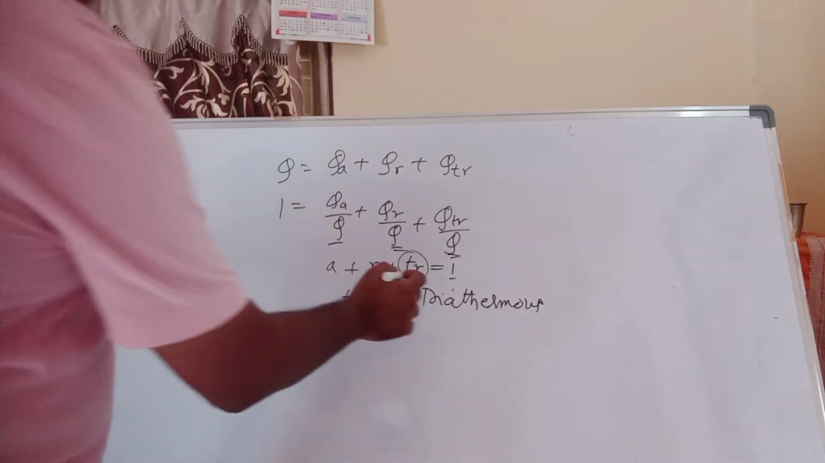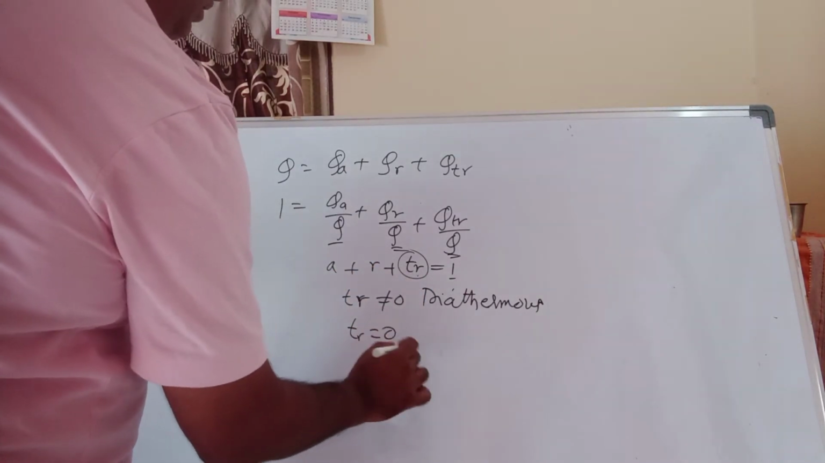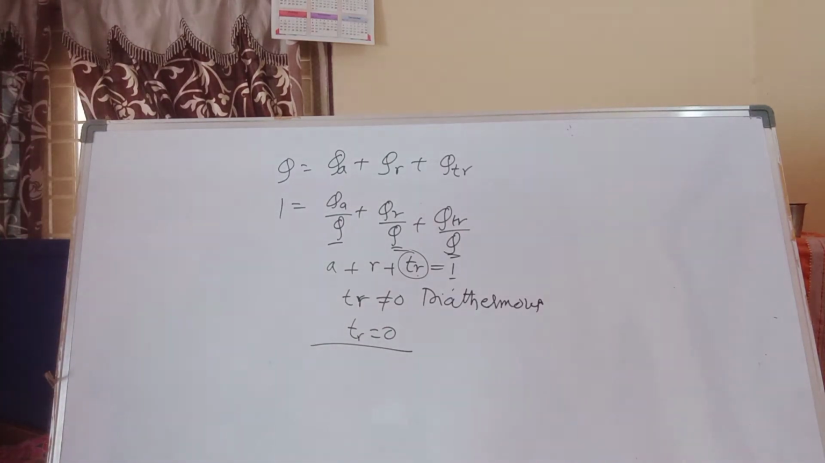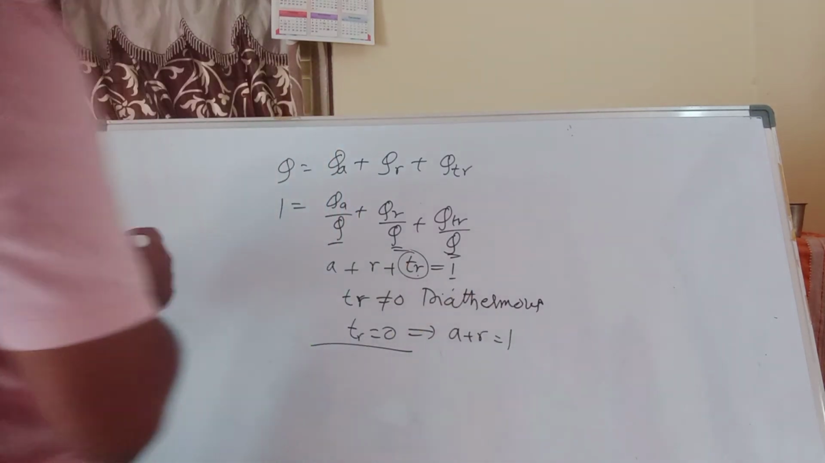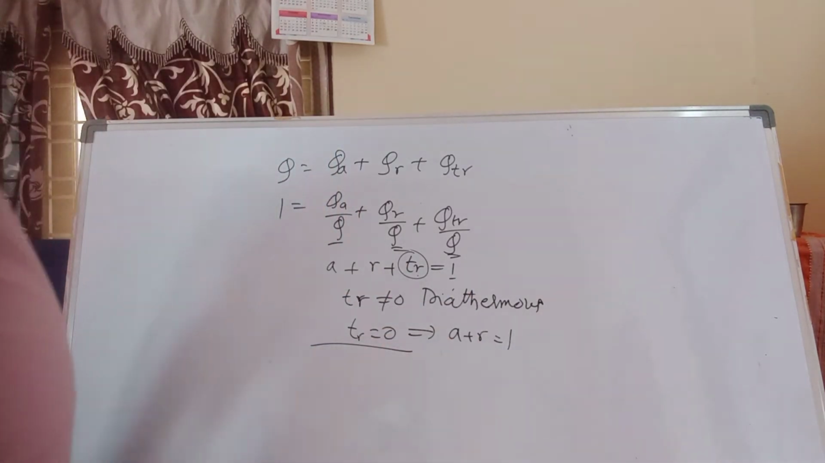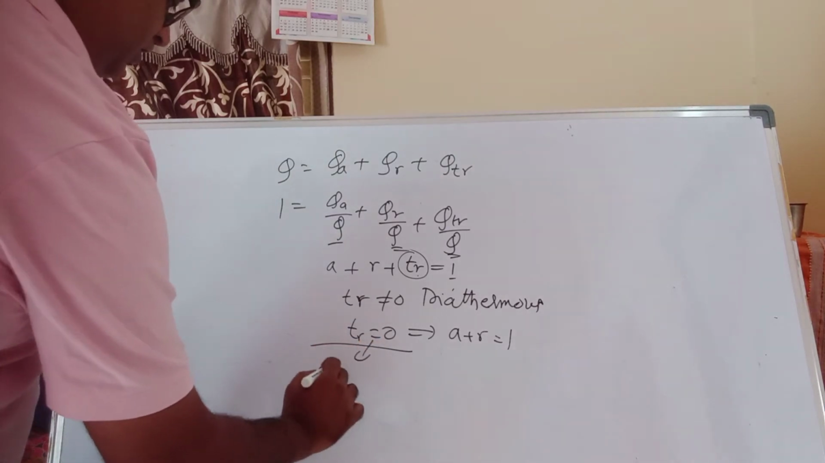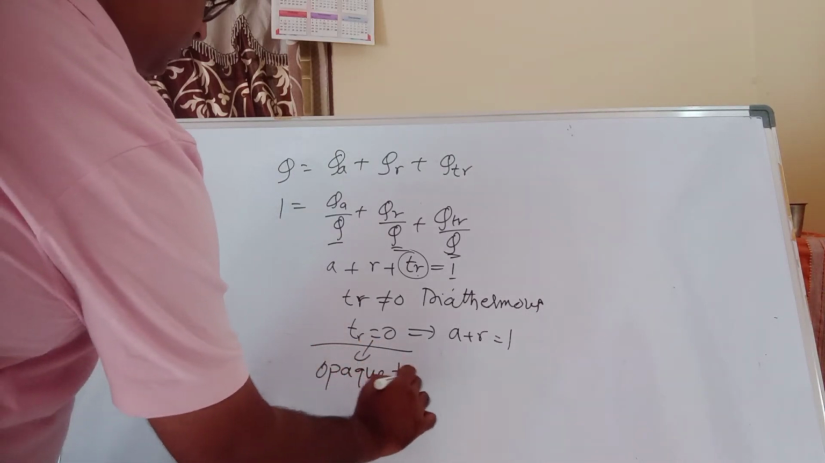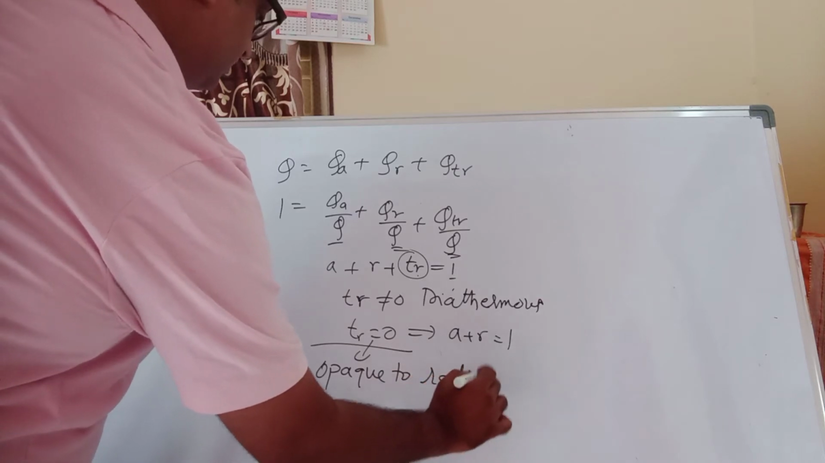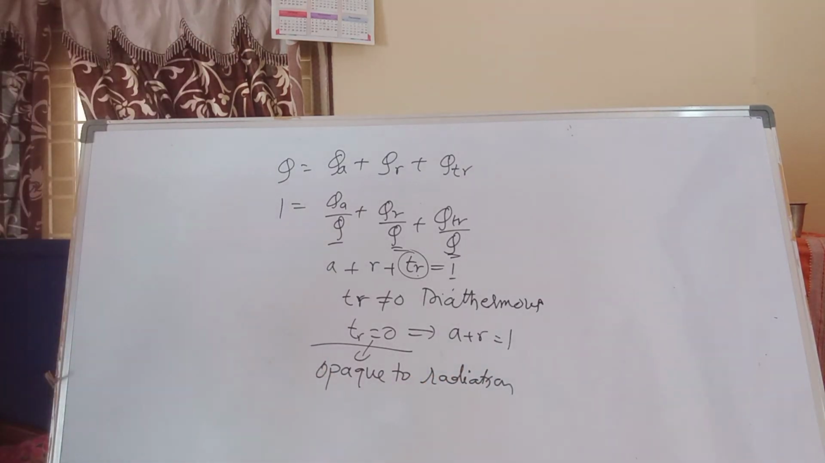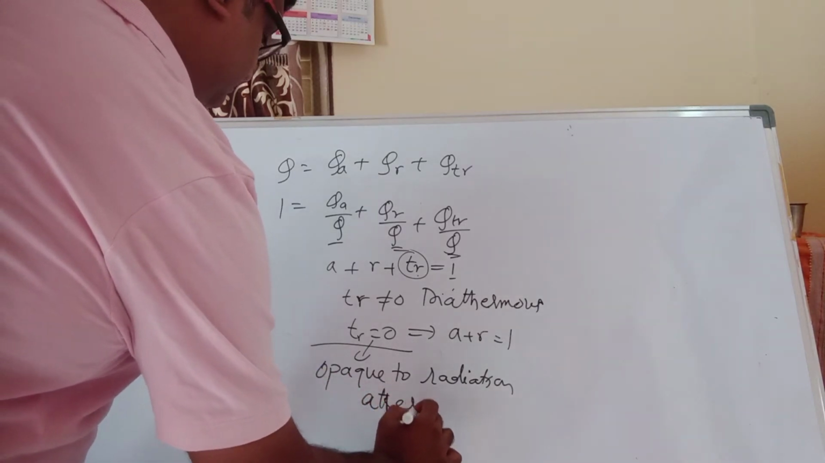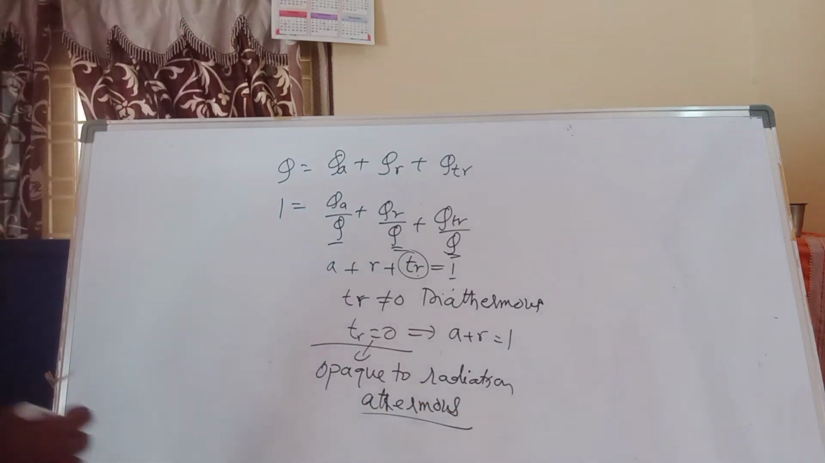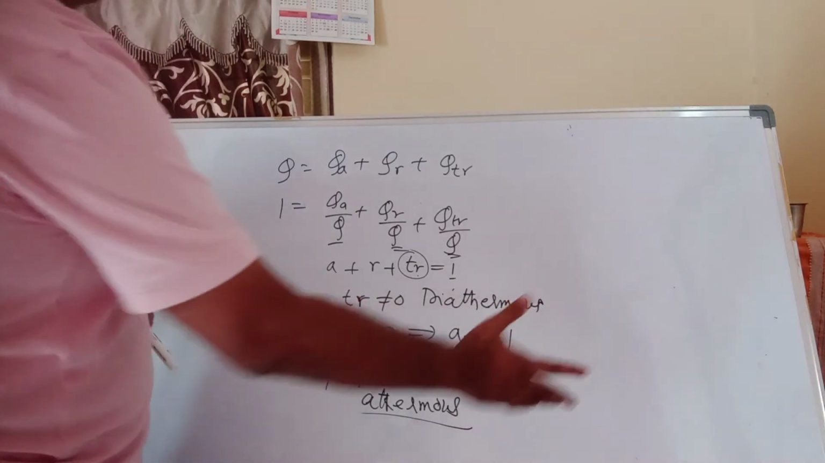There can be a case where, for some particular material you have chosen, Tr can be equal to 0. So in that situation what happens? It is A plus R is equal to 1. So here no radiation is there. Those materials are called opaque to radiation or athermous type of substances. Okay. So here A plus R is equal to 1.